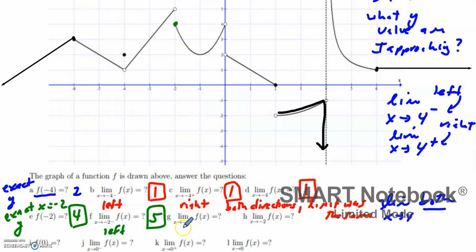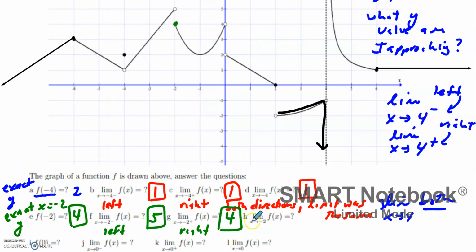As we approach negative 2 from the right, hence the little plus sign, the graph jumps a lot, makes a little parabola, and as we're coming towards negative 2 this time, the y value that we're approaching is not 5, it's now 4, because coming from this direction, the graph only exists up to here. So the y value from the right is 4.